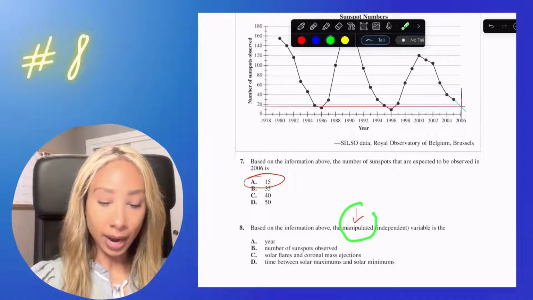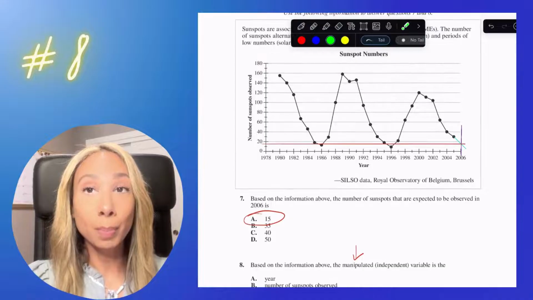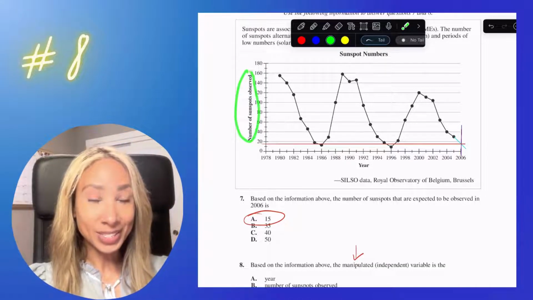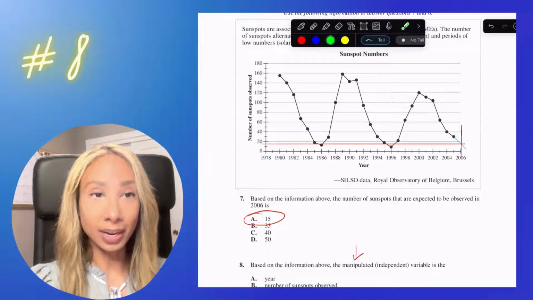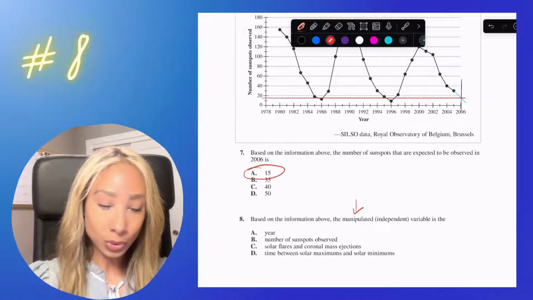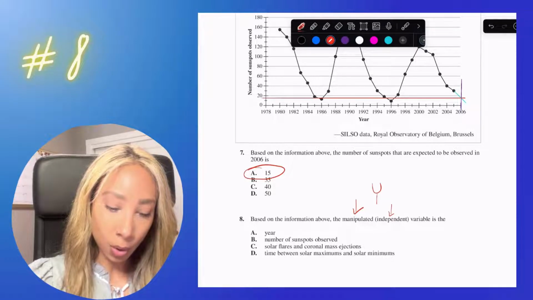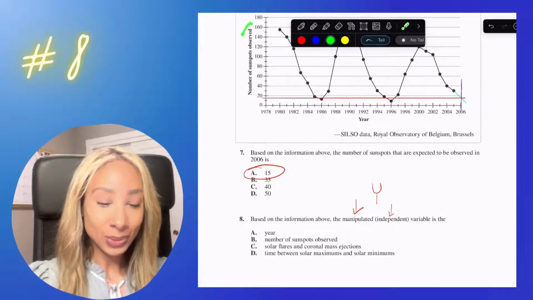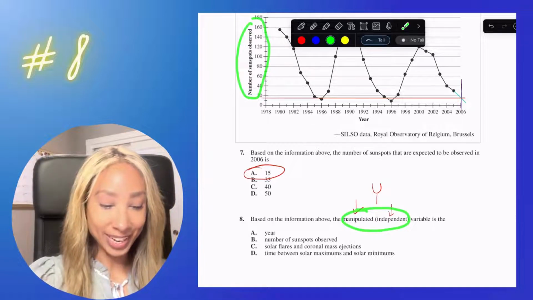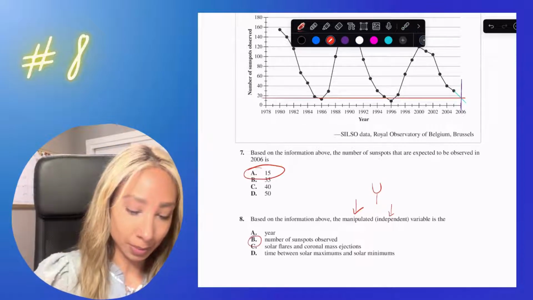Now, in terms of this graph, we can also look at this as the manipulated variable is what we are measuring. We're measuring the change in the number of sunspots. Okay, so that's going to be our huge clue here. The other way I also like to think about this is with a graph, almost always the manipulated variable or independent variable is always measured on the y-axis. So that means actually we can use our graph here to really answer the question. So in this case, our answer is going to be B, the number of sunspots observed.